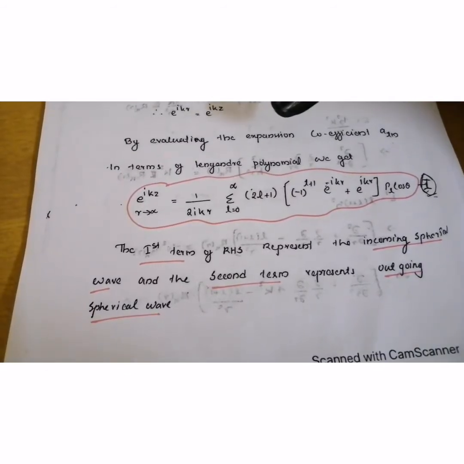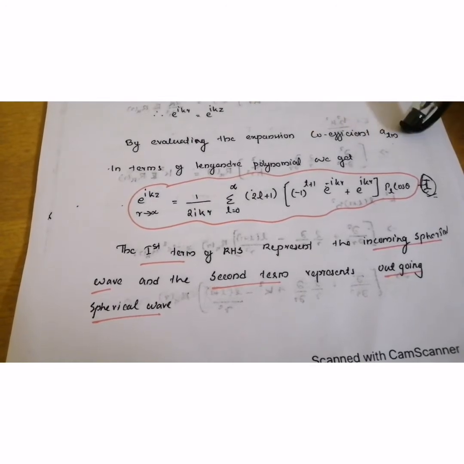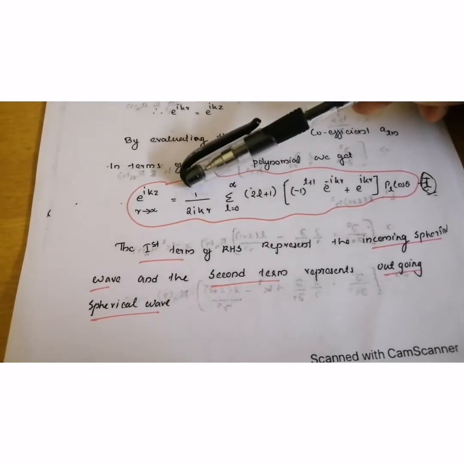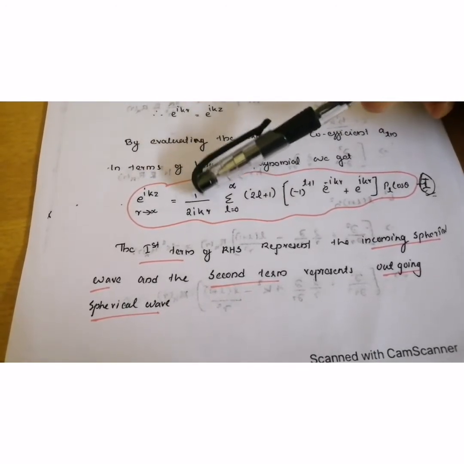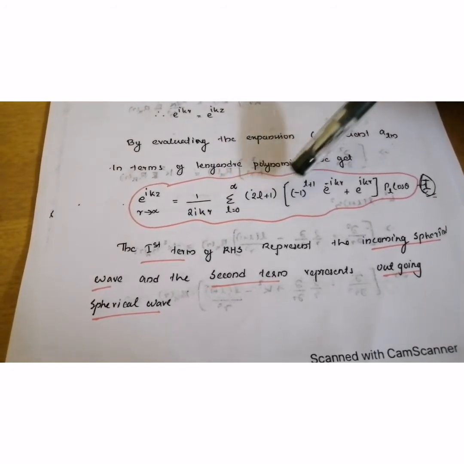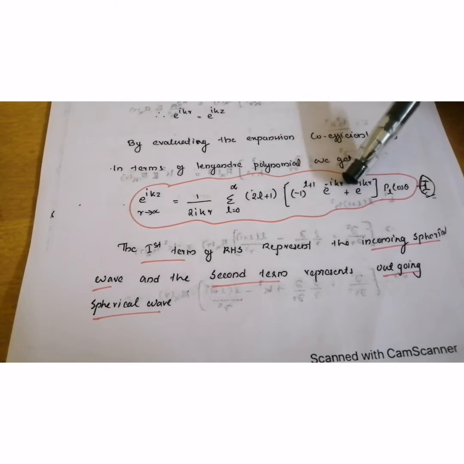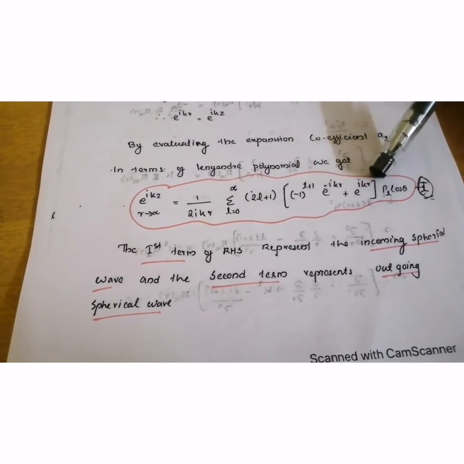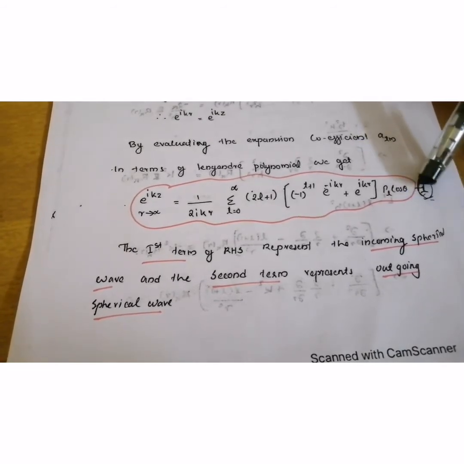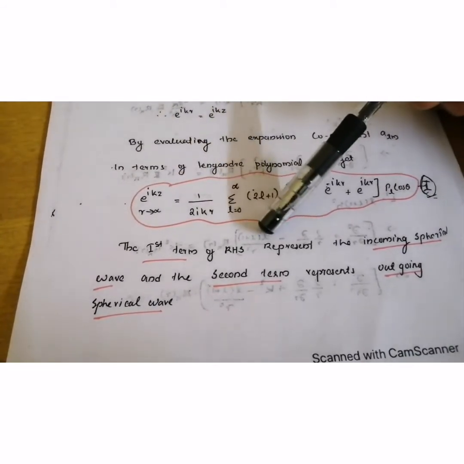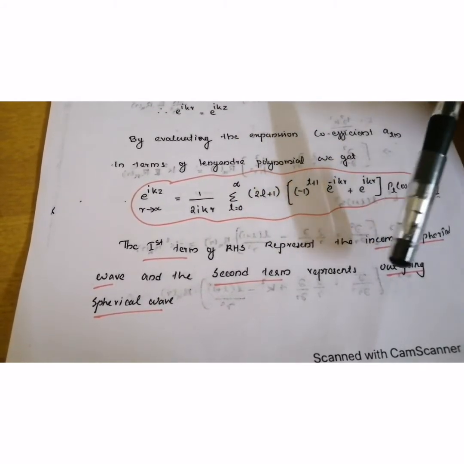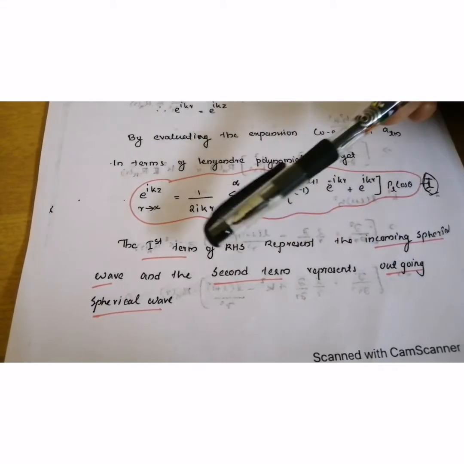By evaluating the expansion coefficient A_LM, in terms of Legendre polynomial, we get e^(ikz), for r tends to infinity, that is equal to 1/(2ikr) sigma L equal to 0 to infinity (2L+1)[(−1)^(L+1) e^(−ikr) + e^(ikr)] P_L(cos θ). Put this equation number as 1. The first term of the RHS is represented as the incoming spherical wave, and the second term can be represented as the outgoing spherical wave.